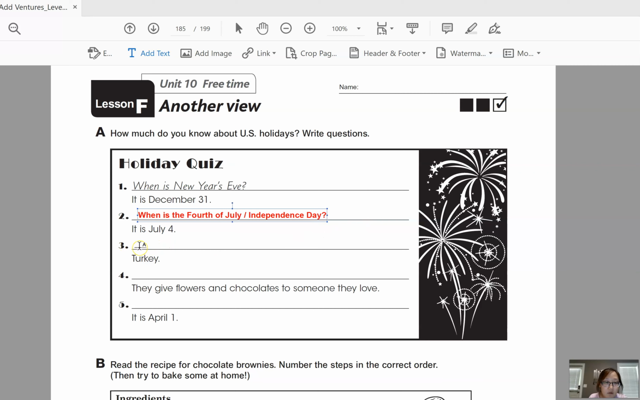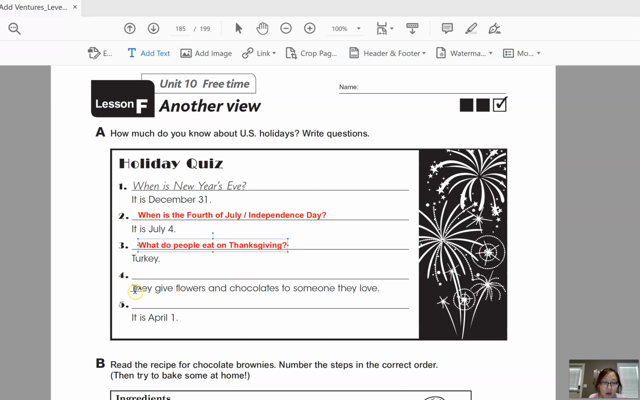And then number 3, turkey. So now it's not a date, but it's a food item. So you might ask, what do Americans, or you can say people, eat on Thanksgiving? Okay, what do people eat on Thanksgiving? Now, of course, you can ask all kinds of questions for the answer to be turkey, but since this is a holiday quiz, you want to include Thanksgiving. Okay, what do people eat on Thanksgiving? Okay, or you could also say, what is the main dish for Thanksgiving?